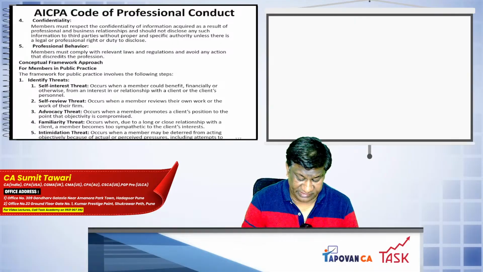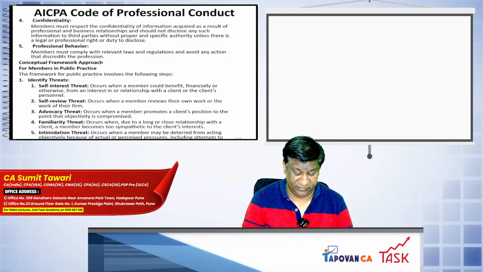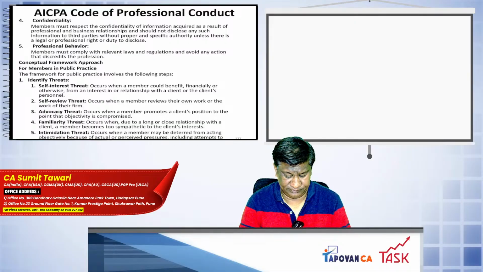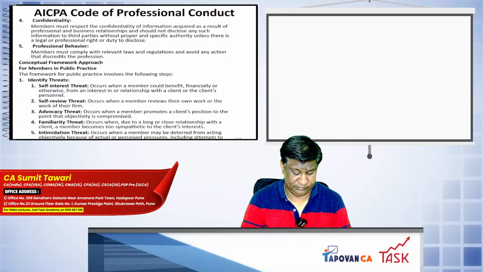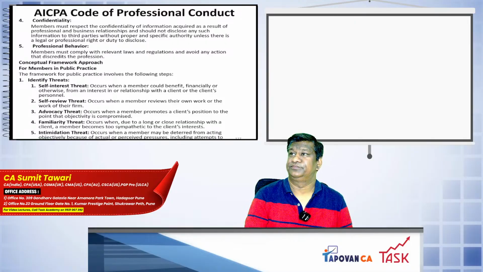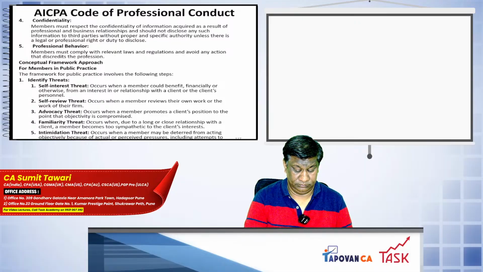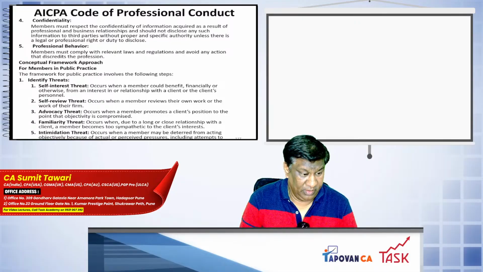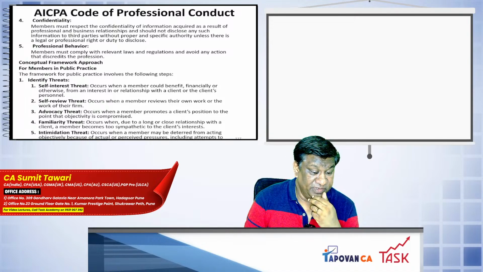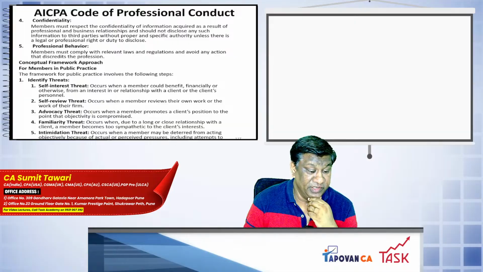Okay. So you can give the example. Example for self-interest threat. Any guess? No idea, sir. See, self-interest threat occurs when a member could benefit financially or otherwise from an interest in a relationship with a client or client personnel.